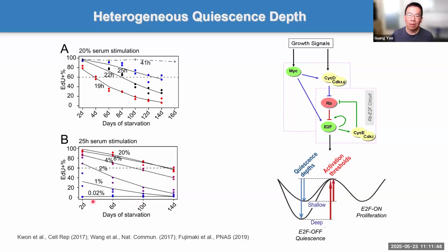For example, for 2-day starved cells, less than 2% of serum after a day can push roughly 60% of cells into the cell cycle. But for 2-week starved cells, you need 10% to push more than half, again 60%, back into the cell cycle. So you need a stronger push and longer time. Basically, we call them deeper in sleep.